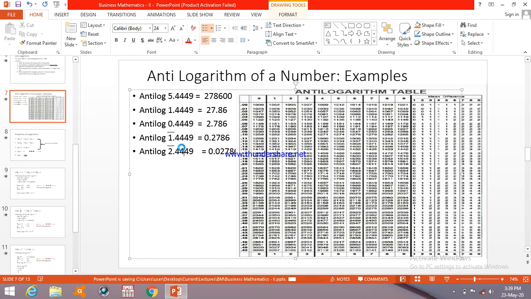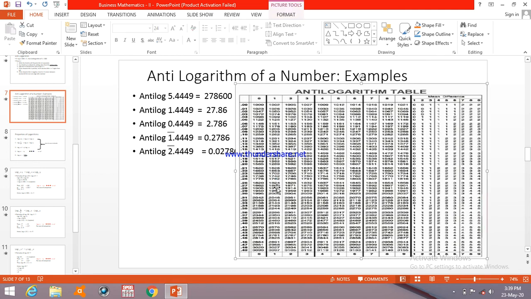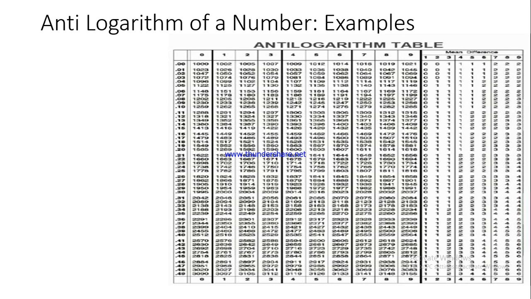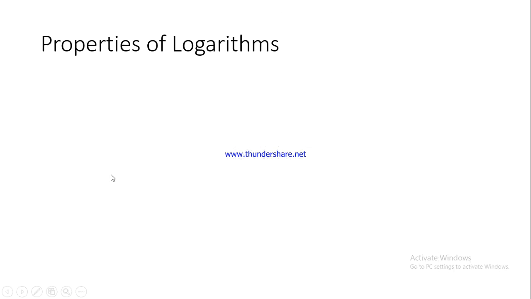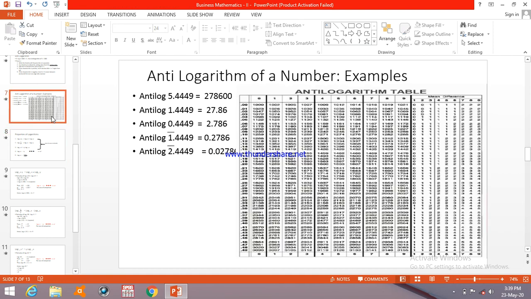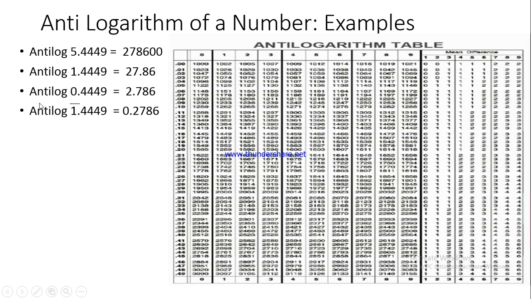Right, I've done this now. So minus 2.4449, what is going to be the antilog value for this particular number? Have a look. Since the mantissa is the same, you have the antilog digits also the same. However, the only thing which will have to be changed now is the placement of the decimal position. Now this is minus 1.